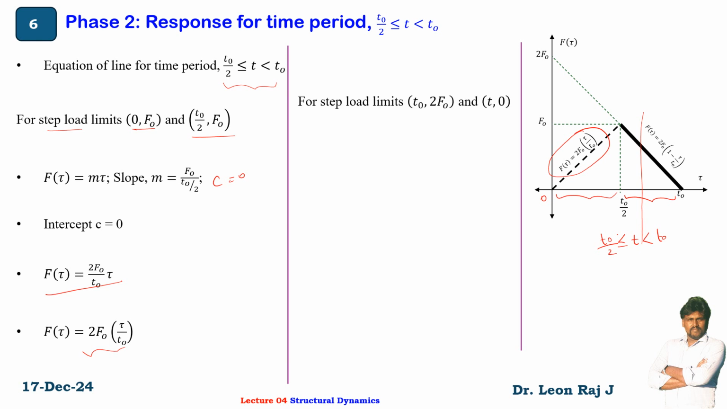At the same time, when the time period is from t0 by 2 to t0, the t is somewhere in between here. So your line equation is f of tau equal to mx plus c. So for this line equation, intercept is 2f0. So this is your intercept.